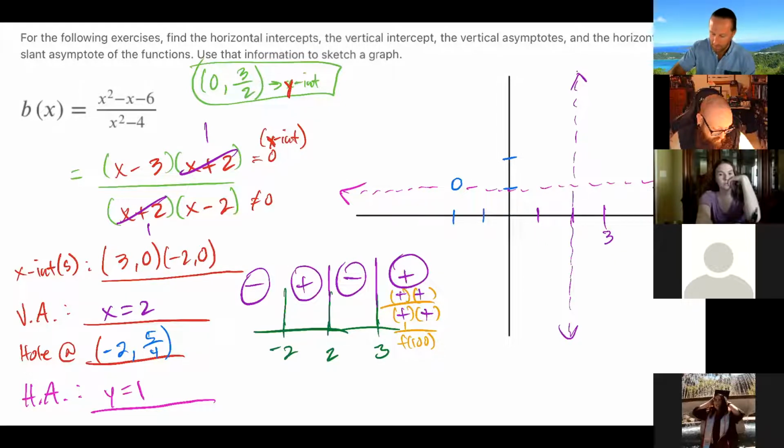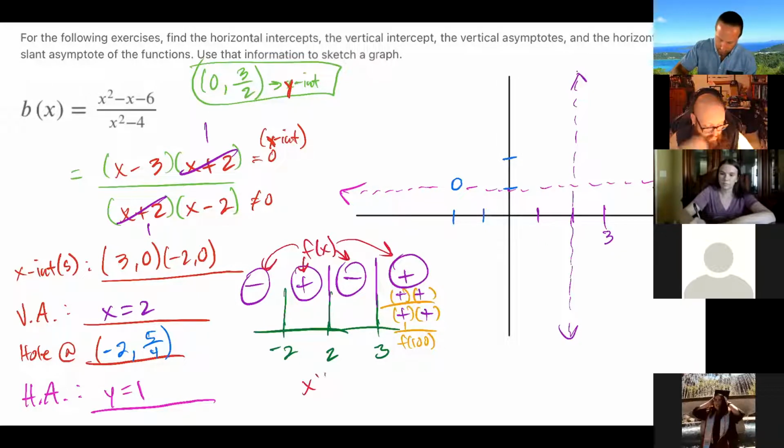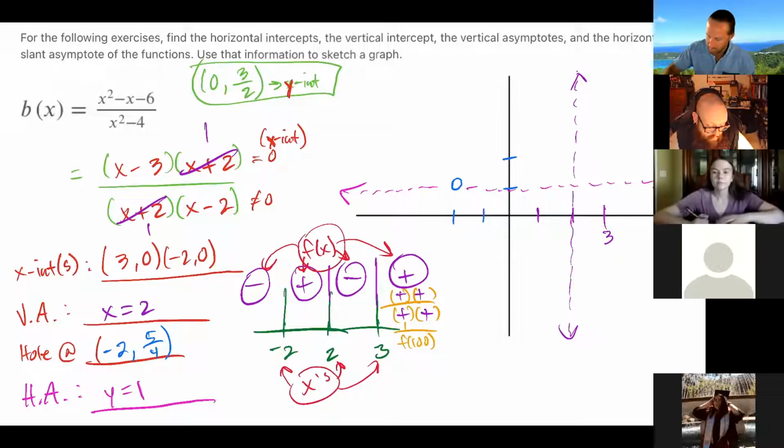Let's fill in our graph. Let's sketch it. What do we got here? To the right of 3, what do we know all our y values are? Positive. Good. So that means above the x-axis. And then between 2 and 3, just right here, we know it's what?